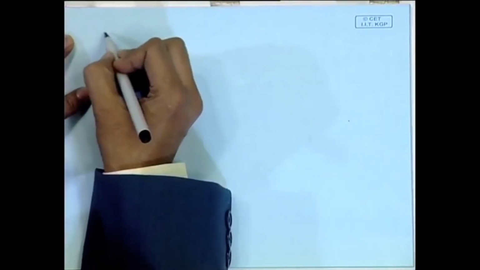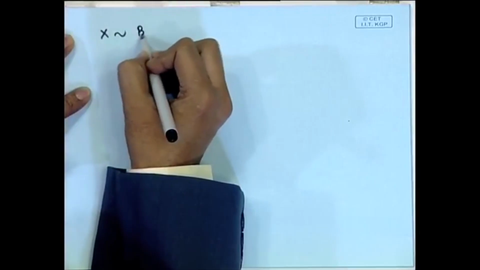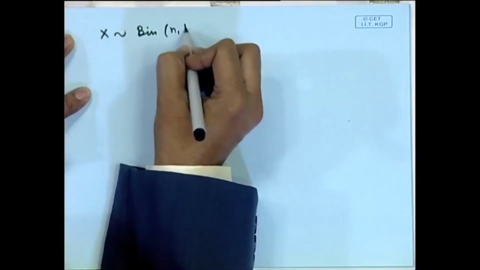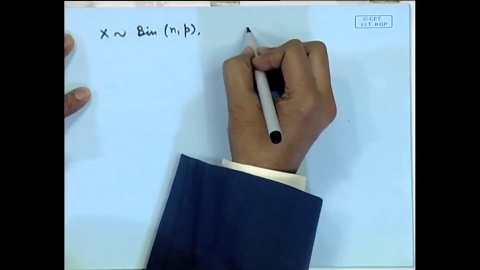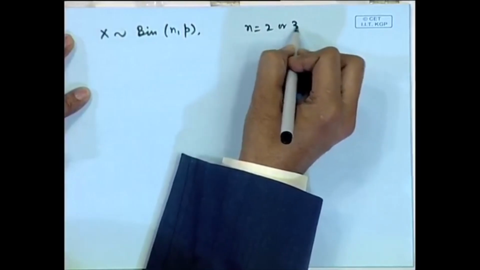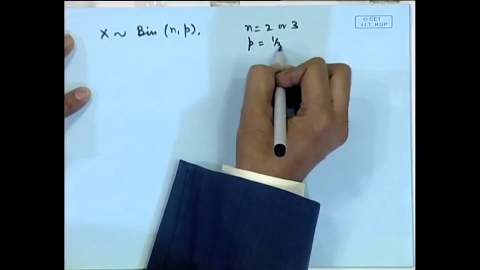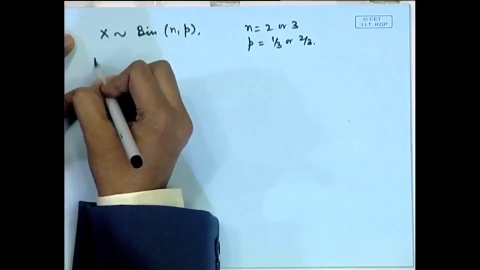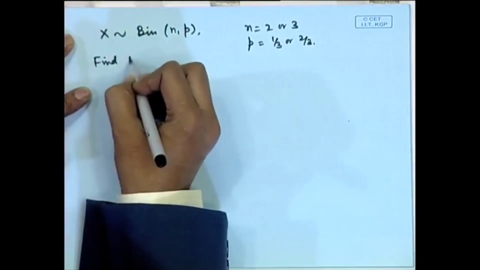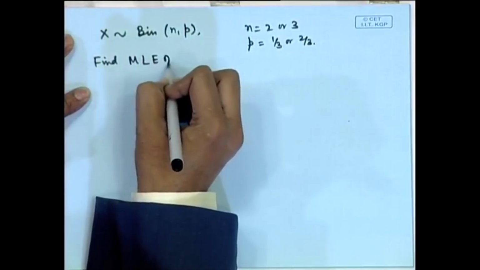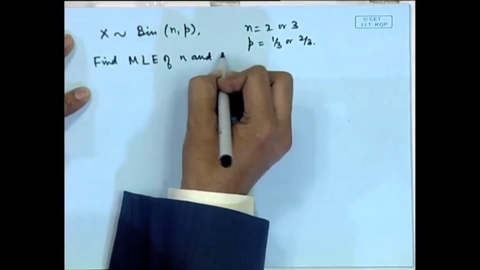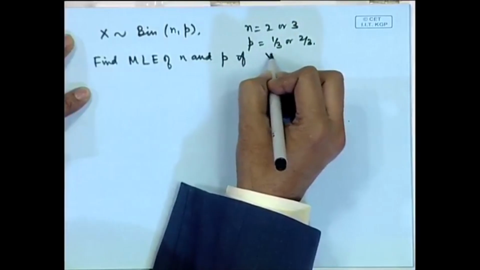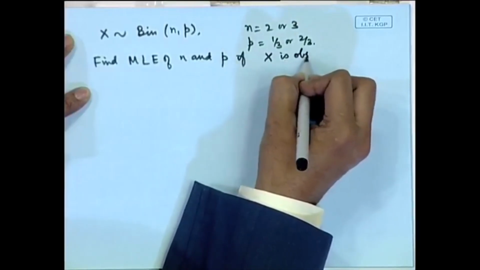Suppose I consider binomial(n, p), and n is either 2 or 3 and p is either 1/3 or 2/3. Now, we want to find out the maximum likelihood estimator of n and p if x is observed to be 1.